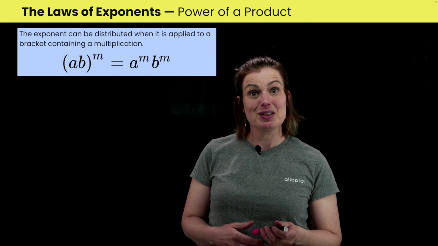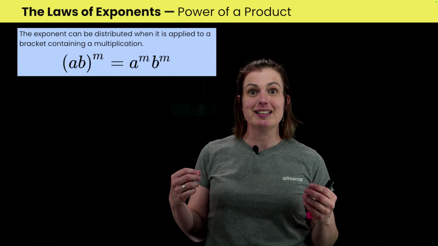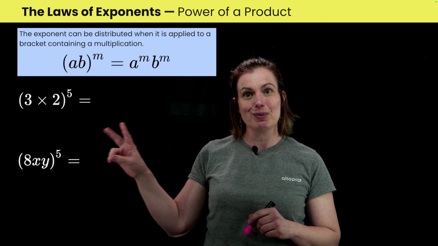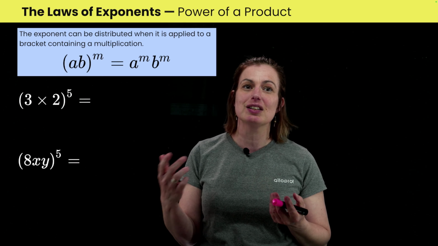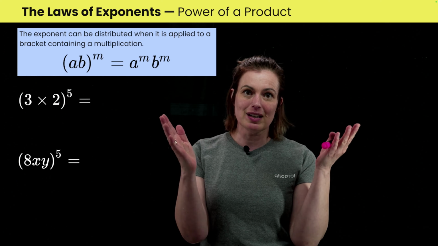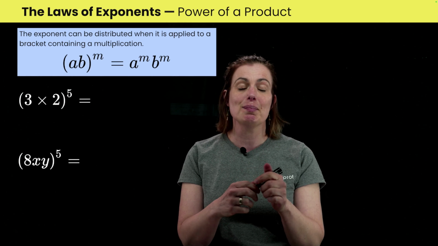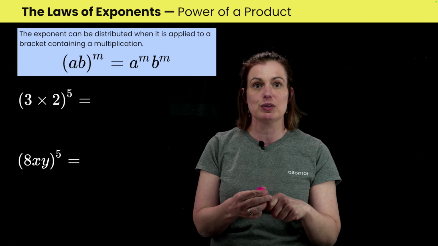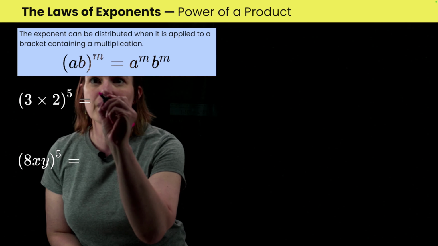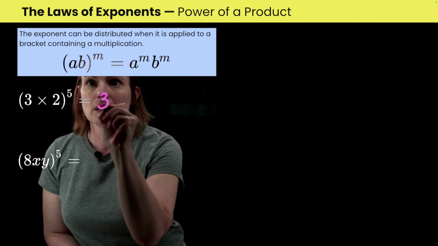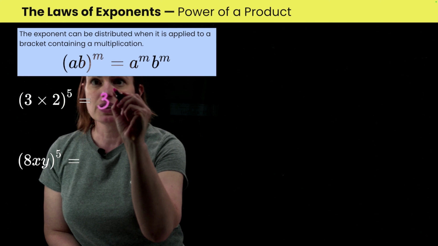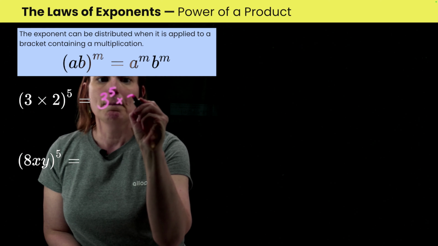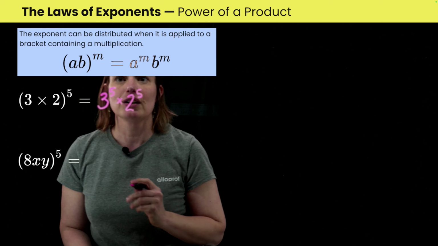The exponent can be distributed when it's applied to a bracket containing a multiplication, and that's what we're going to see here. So if we take a look at what's inside my bracket, I have the multiplication of 3 by 2, and then on the outside of the bracket is the exponent 5. So that means that that 5 actually is shared to both of those bases, which is what we're going to be seeing here. So I just rewrite my bases, only now this time it's going to be 3 exponent 5, and I'm still multiplying it, but it's by 2 to the exponent 5, just like that.